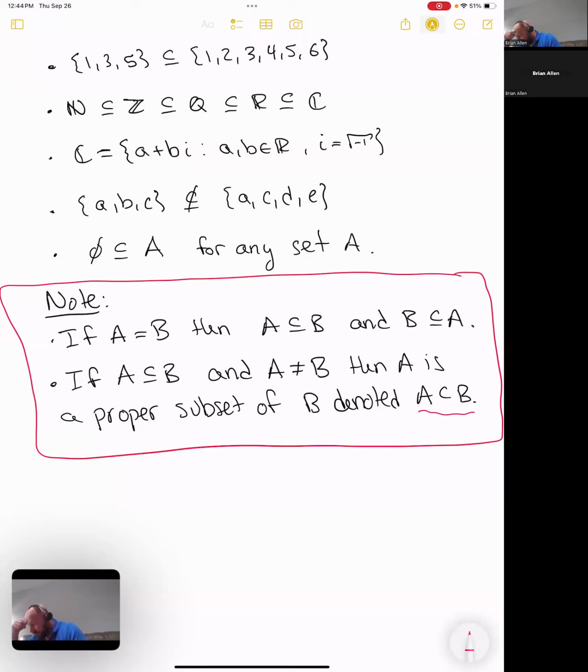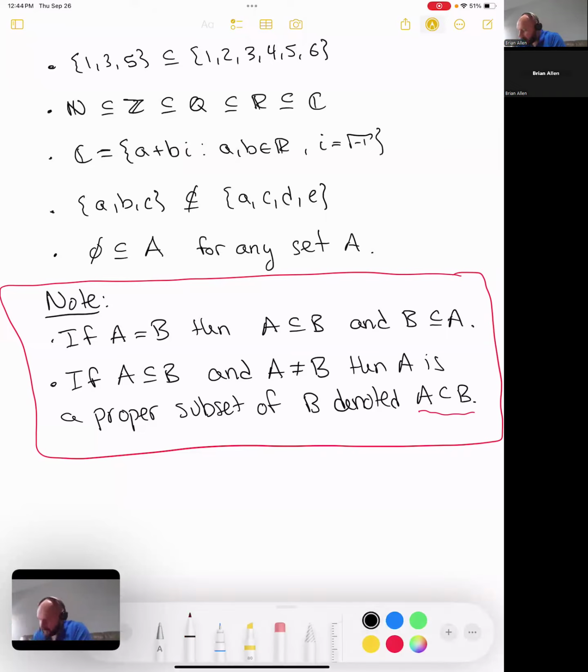I just want to caution you that notation is not always universally the same throughout all of mathematics, and you just have to get used to it. When you switch from one book to another, you have to ask the question: what notation is this person using? Just important to think about that.